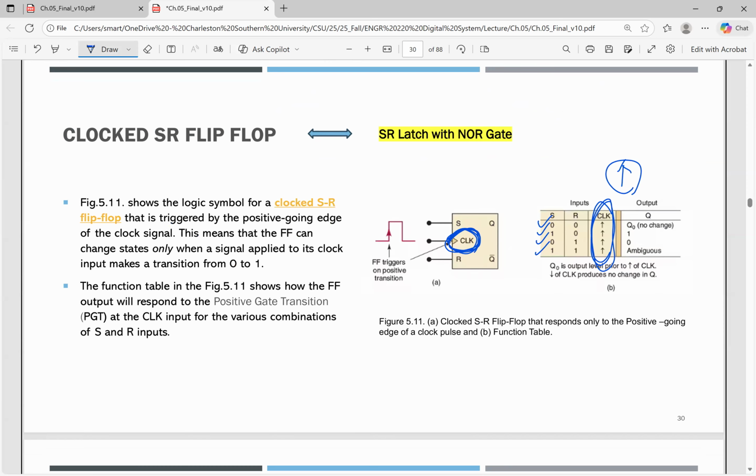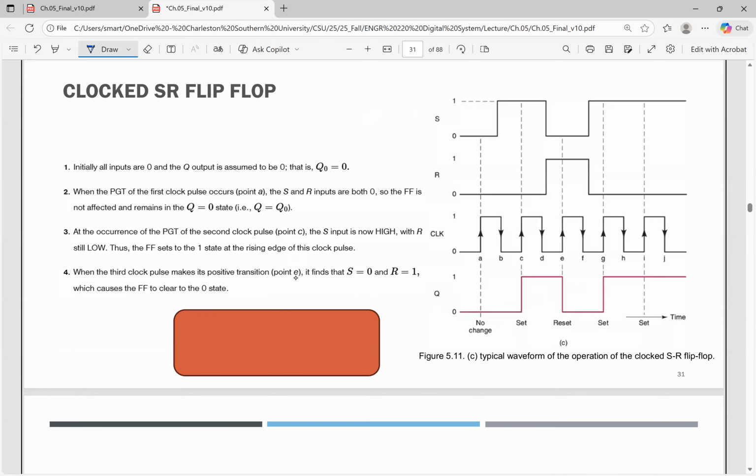So 0, 0, no change, and then 1, 0, 0, 1, and 1, 1 is ambiguous, okay? So I will make a modification, but you have to know, okay? So the PGT is the only one working here. So 0, 0, no change. 1, 0, set. 0, 1, reset. So this is what it depends on, the value.